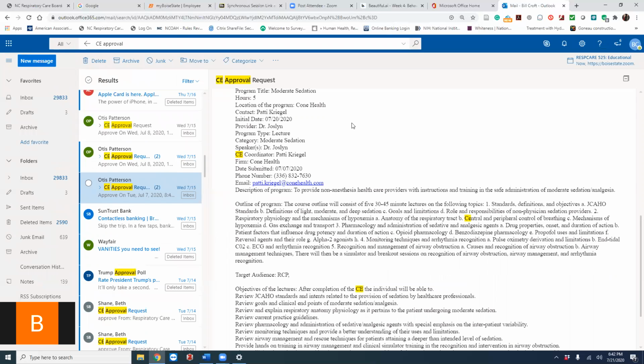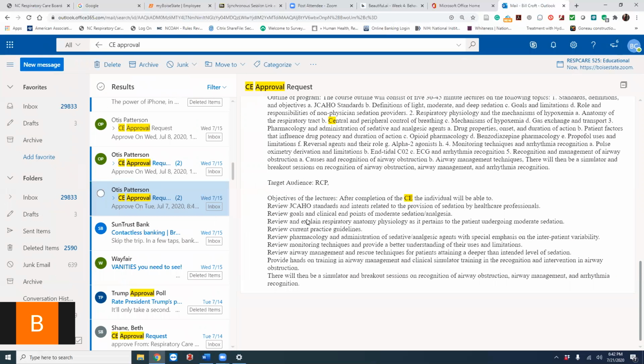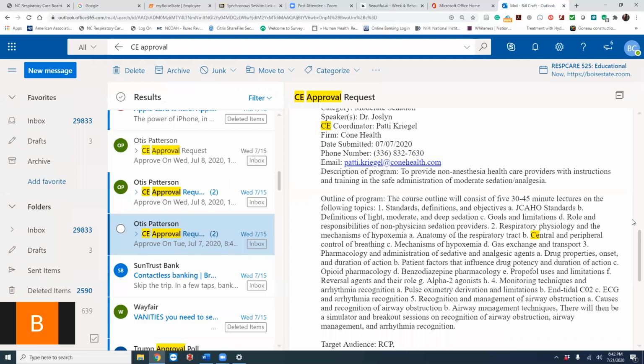All right, so we're going to ignore the outline of the program. What do you see as the problem? Whoops, I got all of that just all of a sudden. There we go. That's perfect.